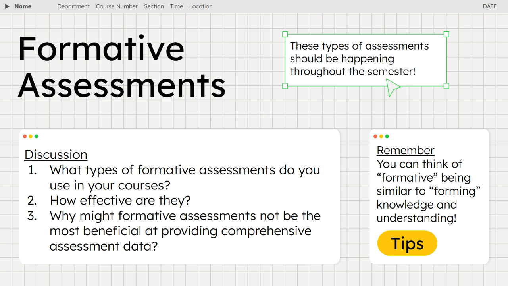Number 1, what types of formative assessments do you use in your courses? Number 2, how effective are they? And then number 3, why might formative assessments not be the most beneficial at providing comprehensive assessment data? So I want you to go ahead, pause the video, and consider those questions, especially in the context of any teaching that you have done before viewing this video.